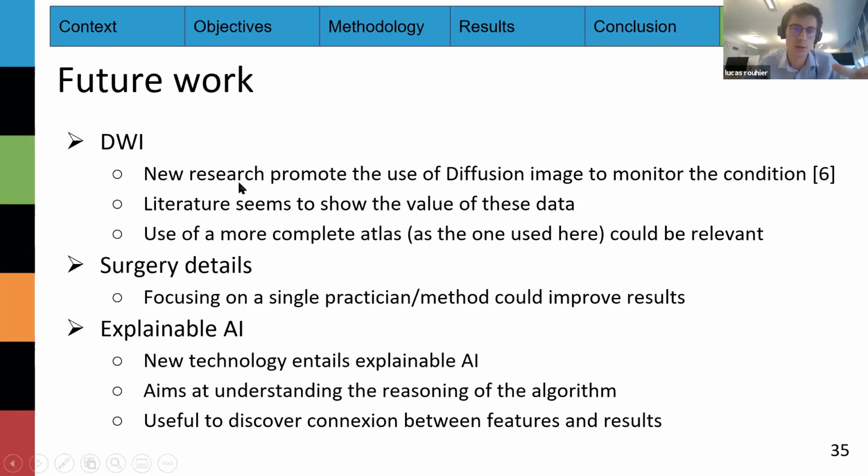So of course, new research promotes the use of diffusion imaging to monitor this condition, which seems pretty relevant comparing the results that we have and the results that have been obtained in the literature. We could move on to a model focusing on a single practitioner or a single method to see if it could improve results, to see if that is really depending on the operation type. And finally, one of the new technologies that have emerged nowadays is explainable AI, which aims at understanding the reasoning of any algorithm and could help us see connections between features and the results that we have.